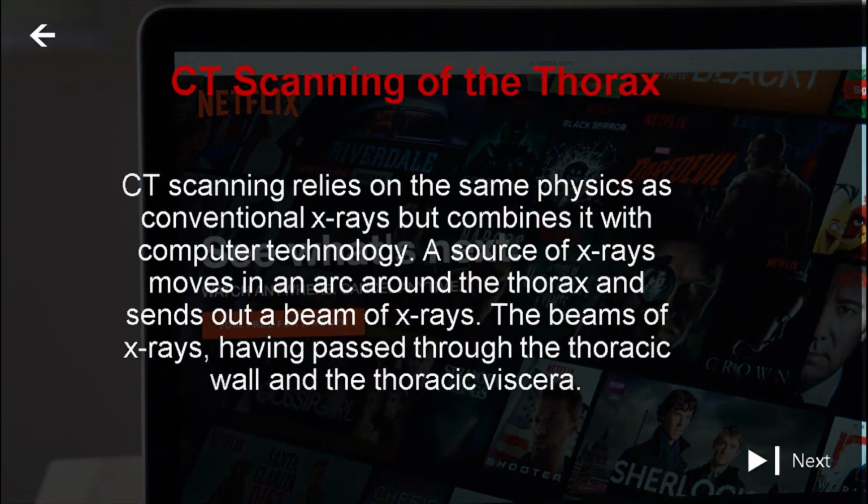CT scanning of the thorax. CT scanning relies on the same physics as conventional X-rays, but combines it with computer technology. A source of X-rays moves in an arc around the thorax and sends out a beam of X-rays. The beams of X-rays pass through the thoracic wall and the thoracic viscera.